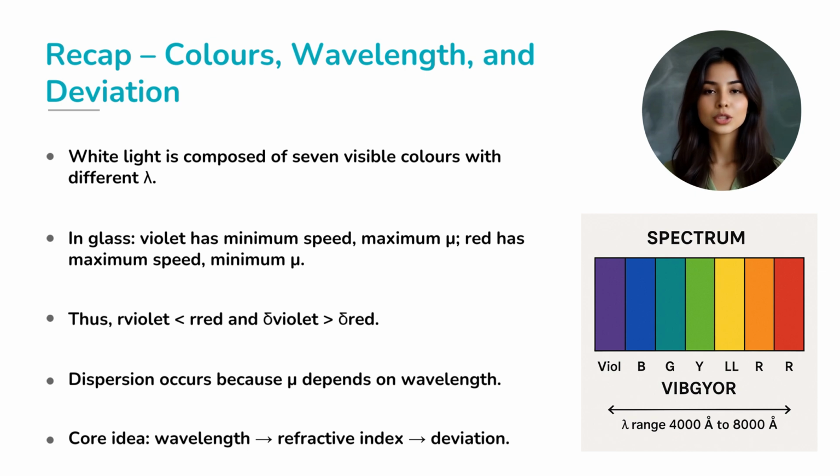Let's bring it all together. White light is a mixture of 7 colors, each defined by its wavelength. In air, they all move at the same speed. But in glass, violet slows down the most, red speeds up the most. Thus, the angle of refraction for violet light is less than the angle of refraction for red light, and the angle of deviation for violet light is greater than the angle of deviation for red light.